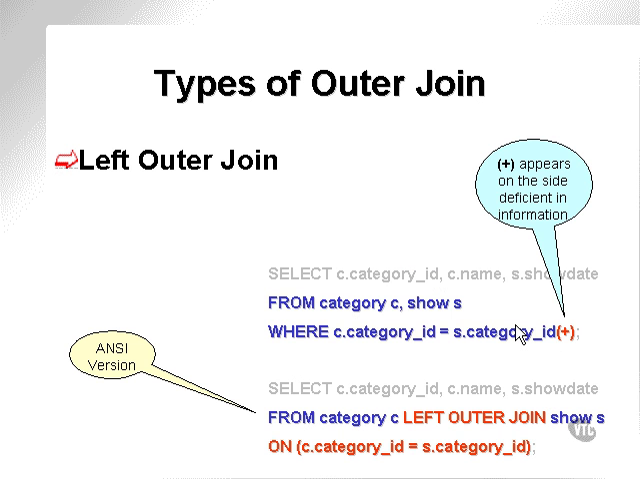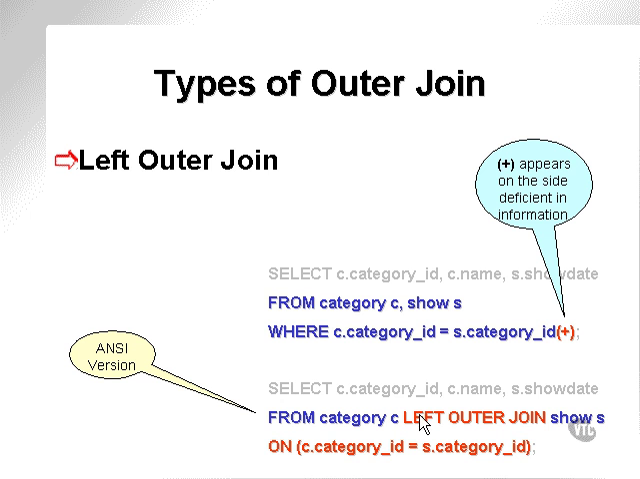Here we have two examples of left outer joins. The first one is the Oracle proprietary format, and the second one is the ANSI standard format. As you can see, the Oracle format has a little plus sign in parentheses. This plus sign will always appear on the side deficient in information. What this means is that I have more categories than I have shows, and the shows do not use all the categories. Therefore, I have some categories without shows. So the left outer join would actually pull all the categories, regardless of whether they had a show or not.